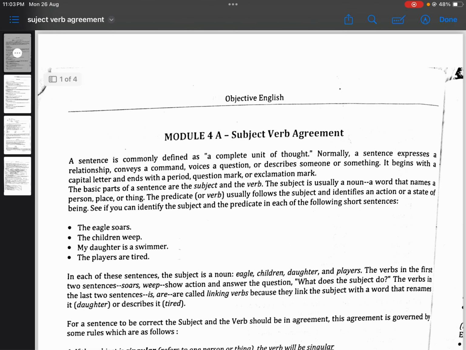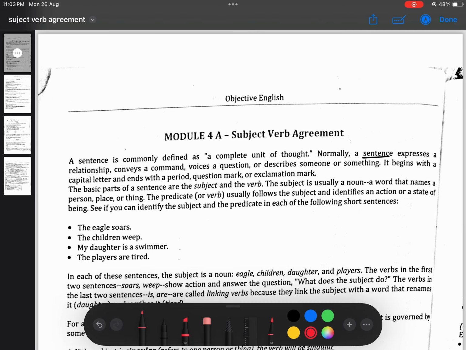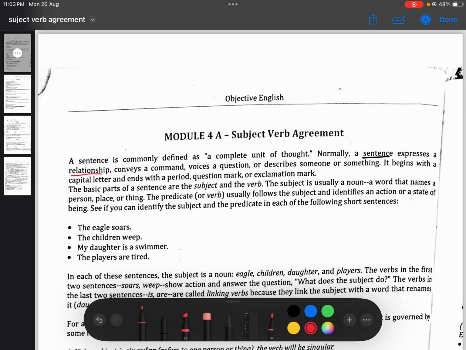So what does a sentence normally do? It expresses a relationship, conveys a command, voices a question, describes someone or something. It begins with a capital letter and ends with a period, question mark or exclamation mark.